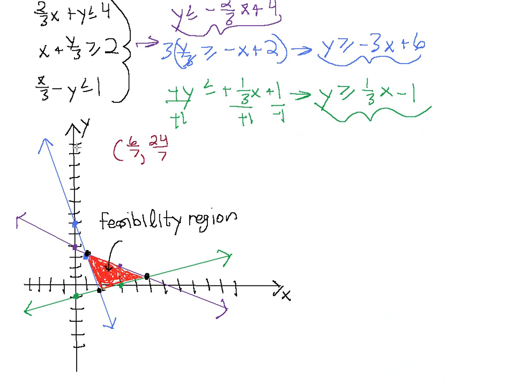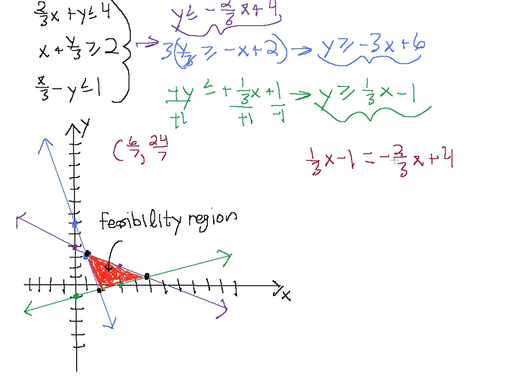Okay, so now we want this intersection point of the green line and the purple line. So let's set those equal to each other. We have the green line here, which is 1 over 3x minus 1, and we're going to set it equal to the purple line. The intersection is where these two equations are equal to each other, or these two inequalities are equal to each other, but we're going to set them equal because that's the intersection. So minus 2 over 3x plus 4.